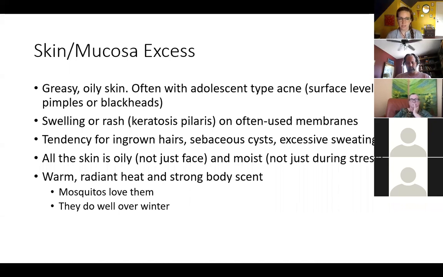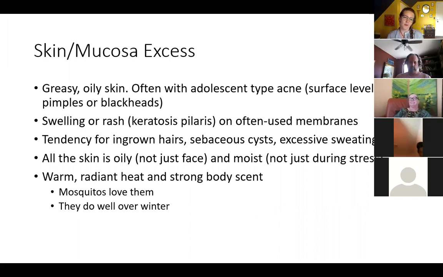You have a tendency for ingrown hairs, sebaceous cysts, excessive sweating. All the skin is oily, not just the face, and all the skin is moist, not just during stress. And just reading that, I'm like, oh, right, stress makes the skin moist. Maybe that was just a symptom for me, like I need to notice the moisture in my hands as a stress response. Not for everybody, but for me, I was like, oh yeah, that's what's happening.